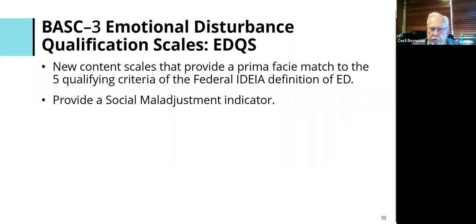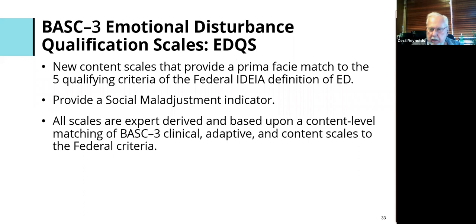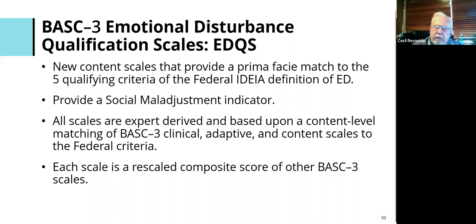They also provide you with a social maladjustment indicator. The social maladjustment indicator we will review the derivation of momentarily. But remember that all of these scales are expert derived and are based upon a content matching of the BASC-3 clinical, adaptive and content scales to the federal criteria. We actually had information about doing this in a book that we wrote some years ago on clinical and research applications of the BASC.